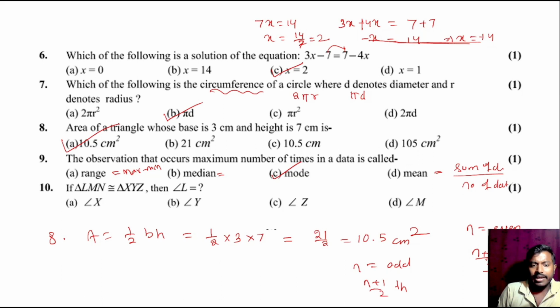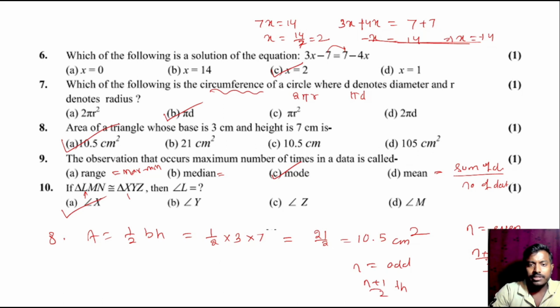Next, question number 10. If triangle LMN is congruent to triangle XYZ, then L equals dash. Look, here the L position is first, so L equals X. So the correct answer is option A.